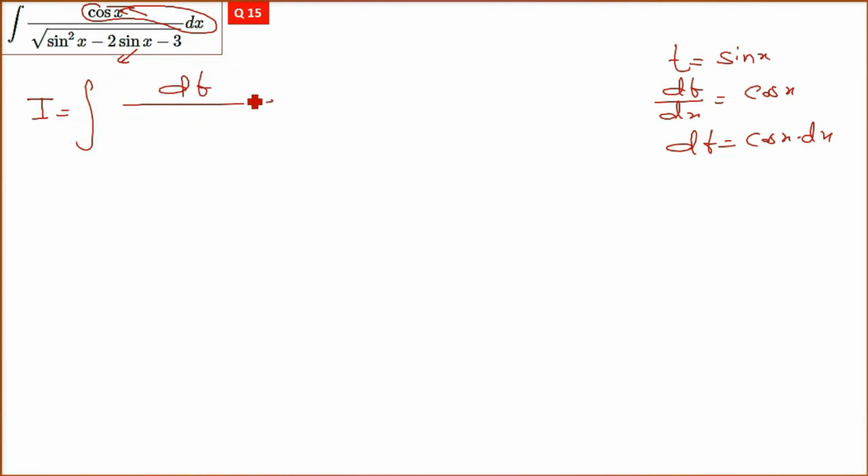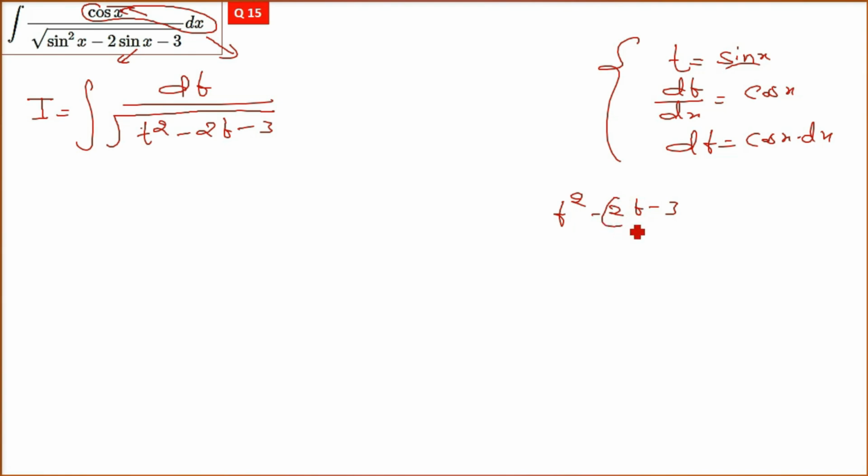dt by under root sine square x minus 2 sine x minus 3. Sine x we have taken as t, so the equation inside the under root will form like this: t square for sine square x, minus 2t minus 3. So this is t square minus 2t minus 3. Now we want to make it a perfect square. For that we'll take the coefficient of t, which is 2, and divide it by 2, which gives you 1. We'll square it, and that will be added and subtracted.